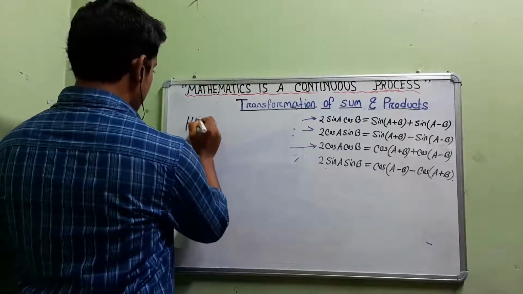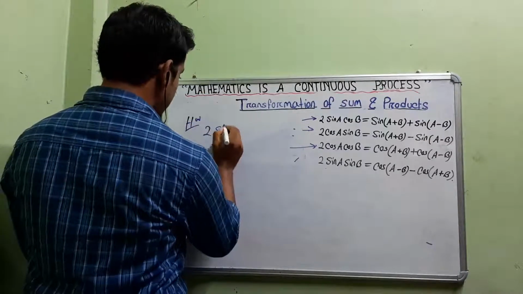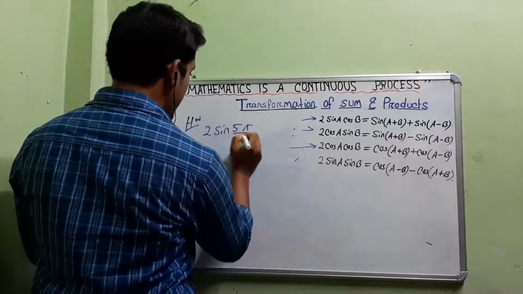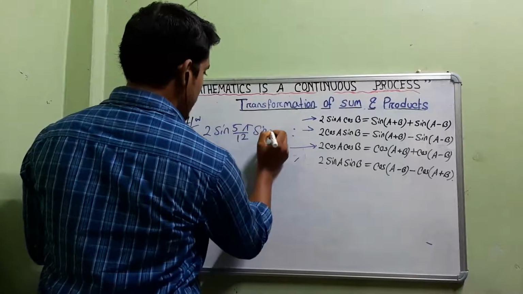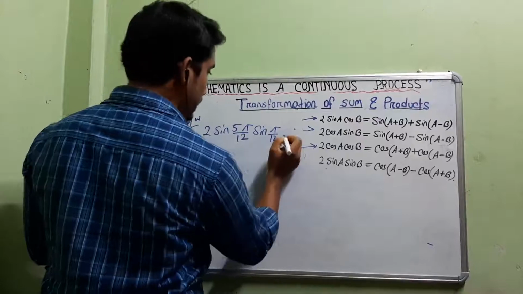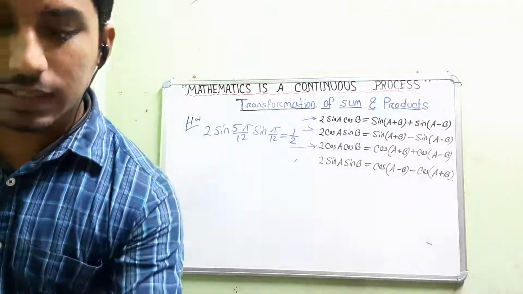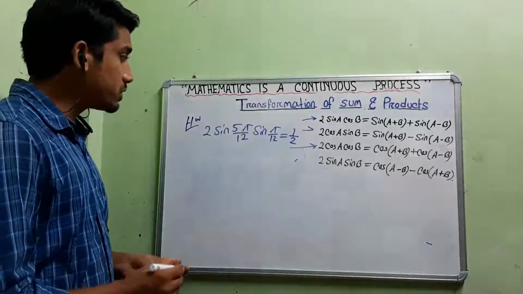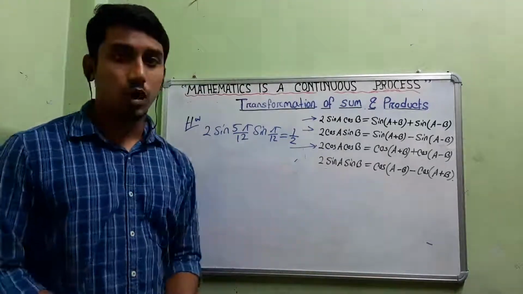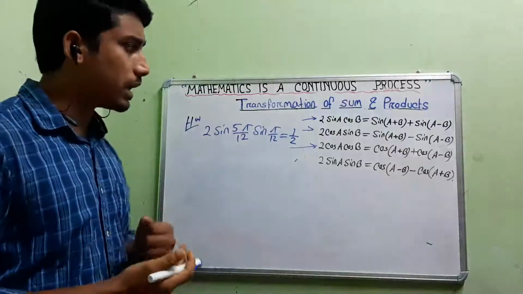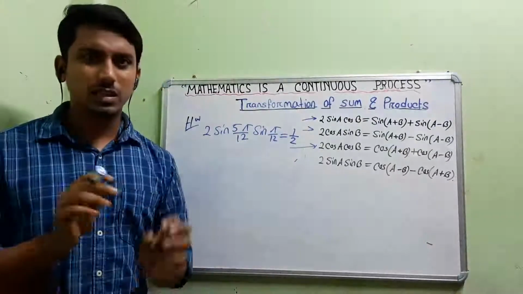You see, the homework is 2 sine 5 pi by 12 into sine pi by 12 equals half. You are supposed to prove it. Again it will come to half. This is a little bit tricky one. Why tricky? This is falling under the fourth formula. Already in my last video I have told that the fourth formula is a little bit tricky.